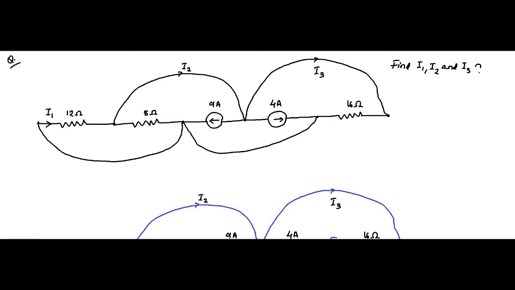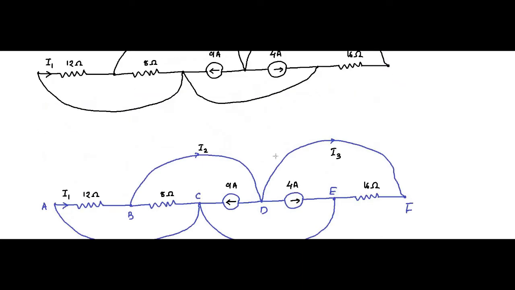Hello friends, so here we are with another question on KVL and KCL application. Here we have this circuit diagram, and there are three branch currents assigned in this circuit: I1, I2, I3. We have been asked to find the values of these currents. Basic application of KVL and KCL, it's all about that. Basic understanding of circuit and KVL and KCL application.